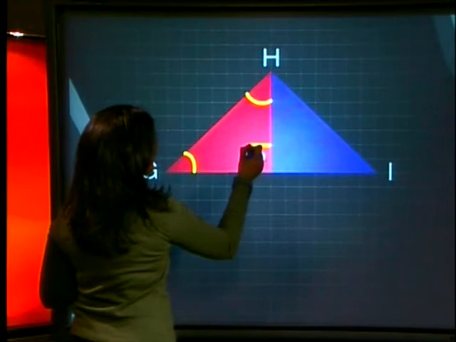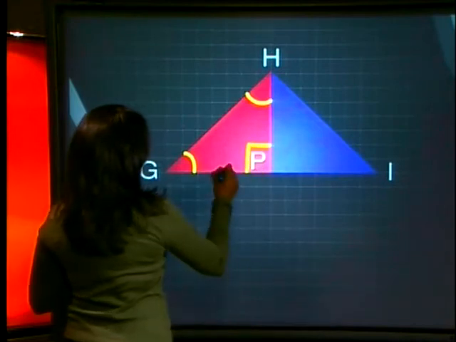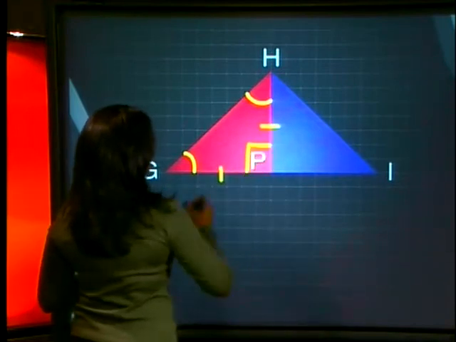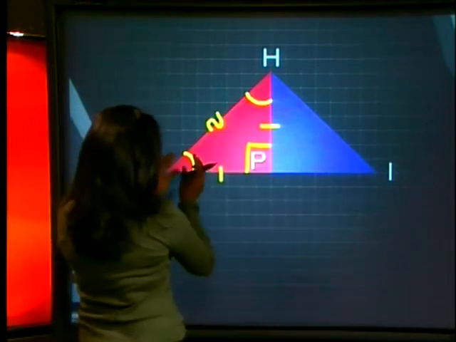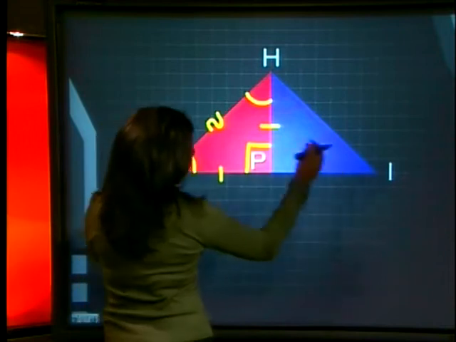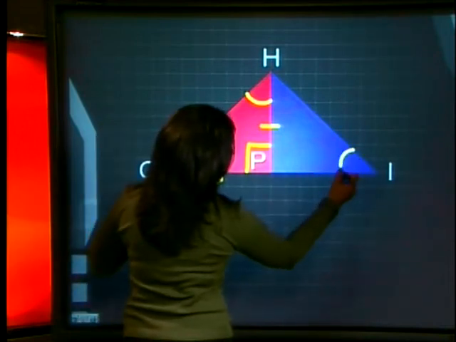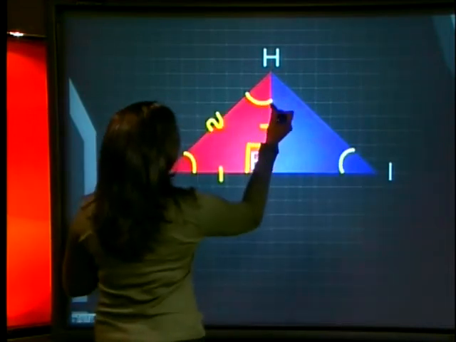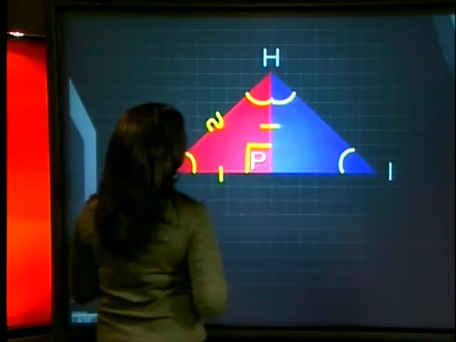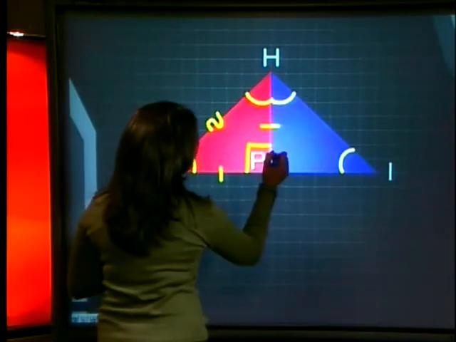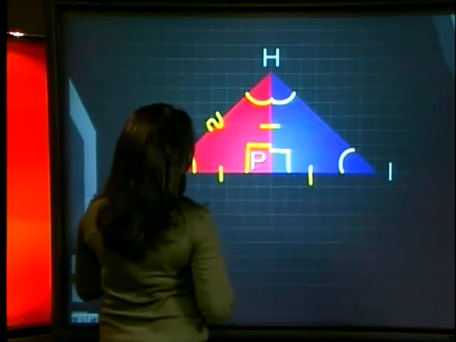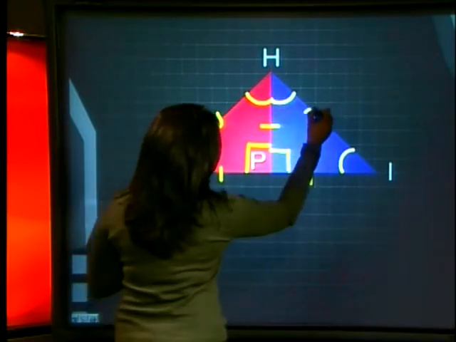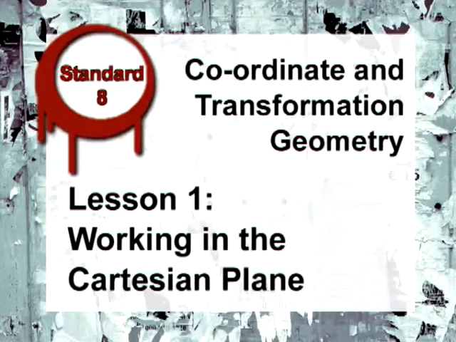The angle here is 90 degrees. We know that this line is equal to this line, and we'll mark this like this. Now, this means that angle G is equal to angle I, so I can use the same marking. This angle at H is equal to this angle at H. This angle at P is equal to this angle at P. This side is equal to this side, and this squiggle is equal to that.